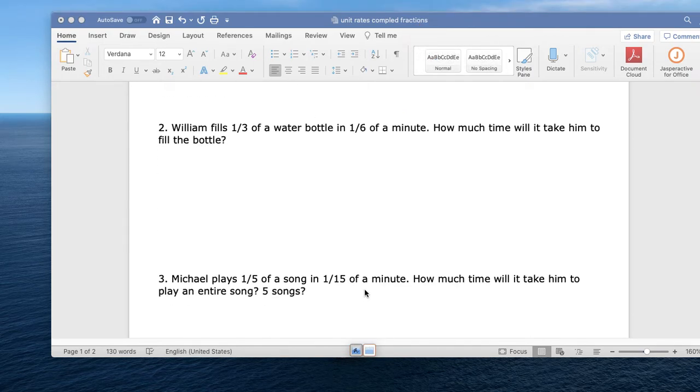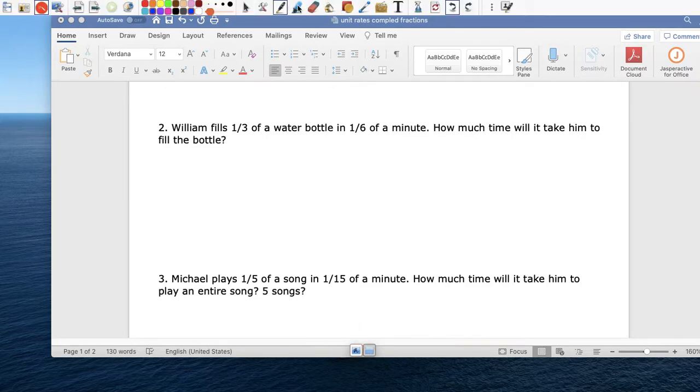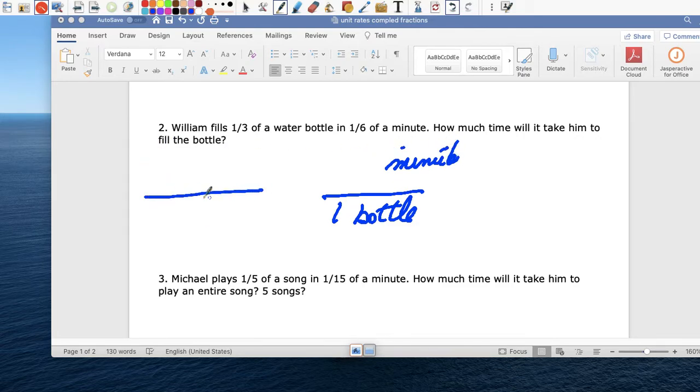2. 1/3 of a bottle in 1/6 of a minute. How much time will it take him to fill the bottle? So we want one bottle at a time. This is what I want, the unit rate in terms of one bottle. So what is the time needed for that? So let's write. This helps me set up my ratio, right? And which unit goes where.